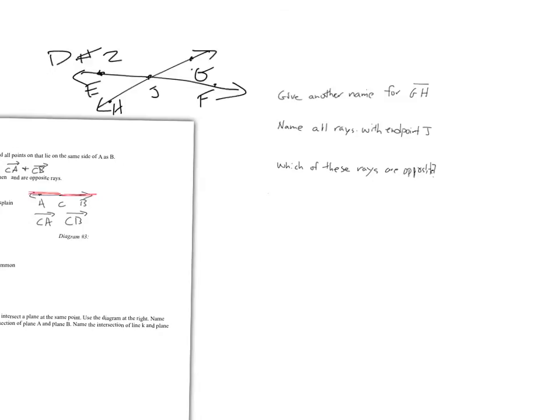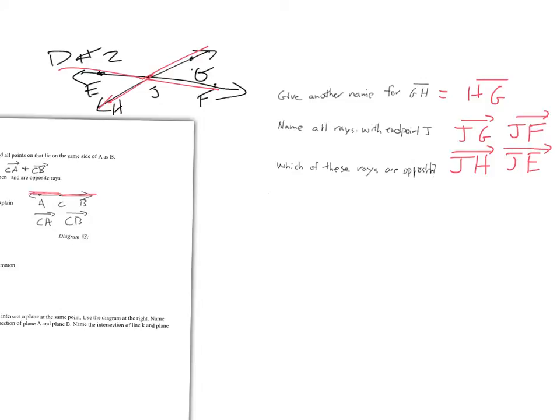So give another name for GH, and well, we could name line segment GH. We could say that this equals line segment HG. And then name all the rays with endpoint J. So I could look here, I have a ray JG. So JG is a ray. Then I have another ray going here, JF. I have another ray going down, JH. And then I have another ray going to the left, JE.